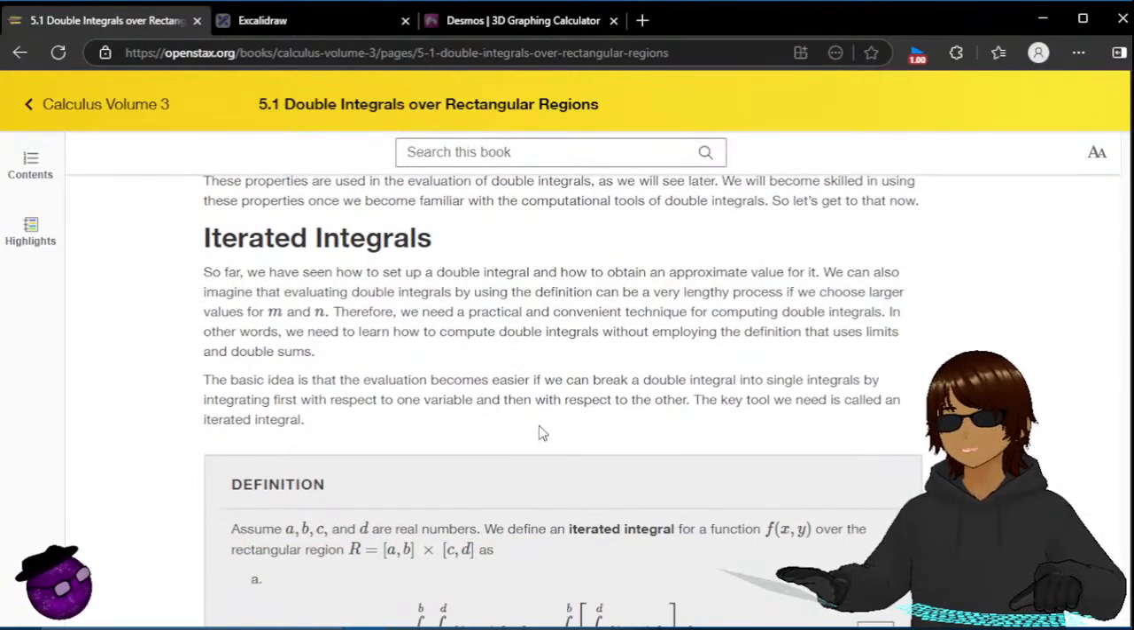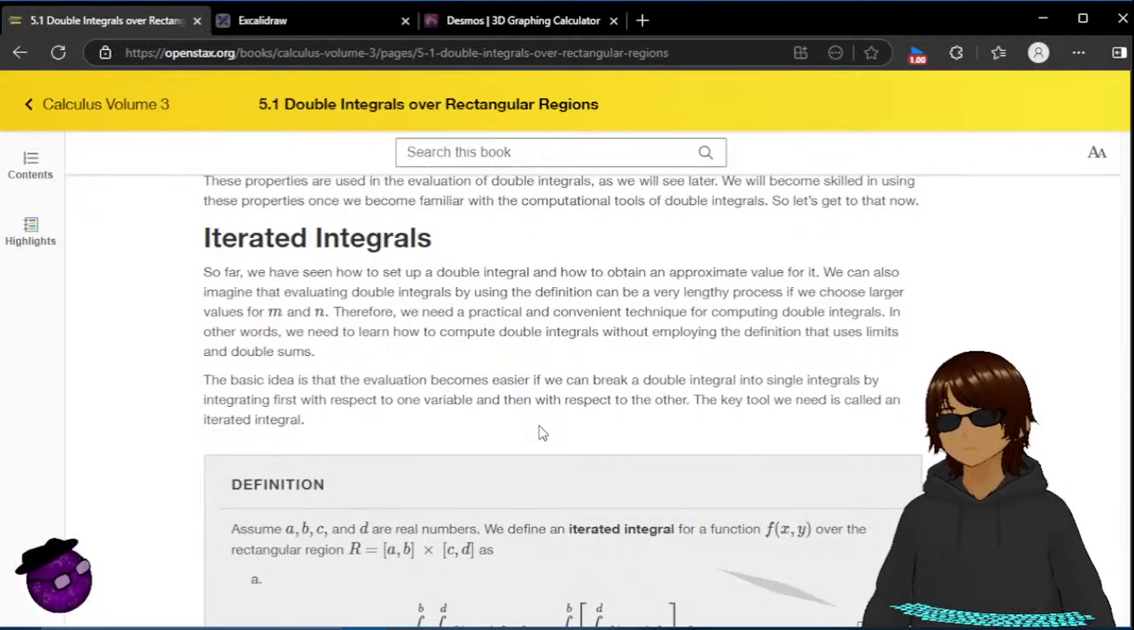So far, we have seen how to set up a double integral and how to obtain an approximate value for it. We can also imagine that evaluating double integrals by using the definition can be a very lengthy process if we choose larger values for m and n. Therefore, we need a practical and convenient technique for computing double integrals. In other words, we need to learn how to compute double integrals without employing the definition that uses limits and double sums.